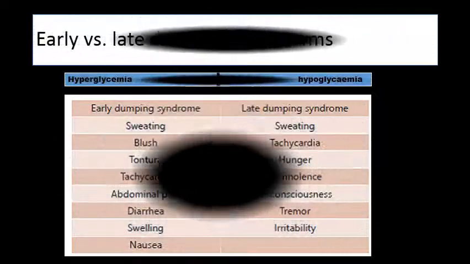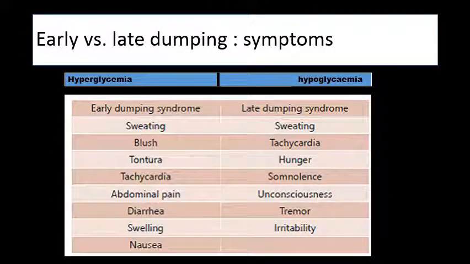The kind of symptoms that you'll see in early and late dumping syndrome will be different. Early dumping syndrome will have symptoms of hyperglycemia and volume depletion: sweating, blush, tachycardia, abdominal pain, diarrhea because of all the fluid that's entering the intestine along the osmotic gradient, and nausea. Late dumping syndrome will have signs like hypoglycemia, which can happen in a diabetic patient after taking insulin, sweating, tachycardia, hunger, unconsciousness, somnolence, tremor, irritability.